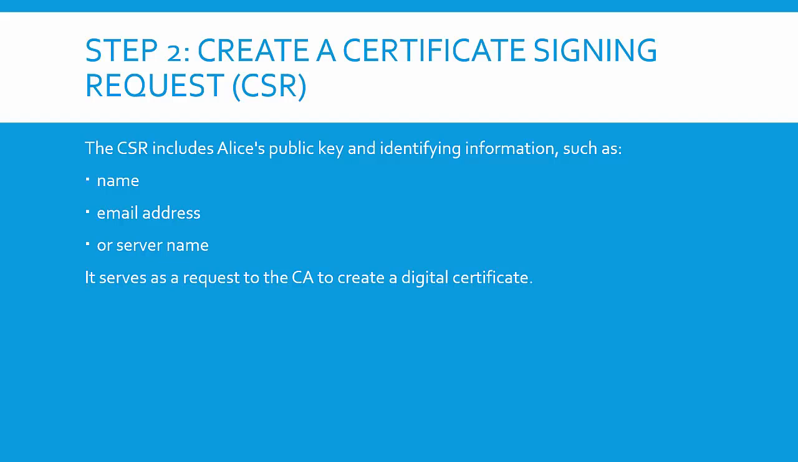The next step is for Alice to create a certificate signing request, or CSR. This request includes her public key and identifying information like her name or email address. The CSR acts as a request to a certificate authority, asking them to issue a digital certificate.